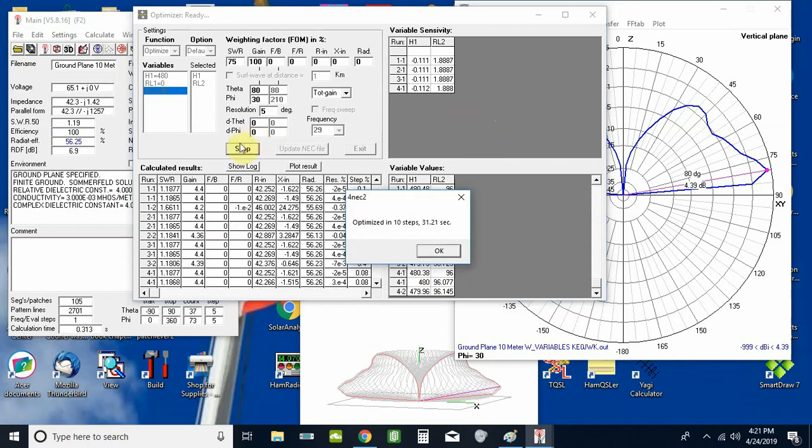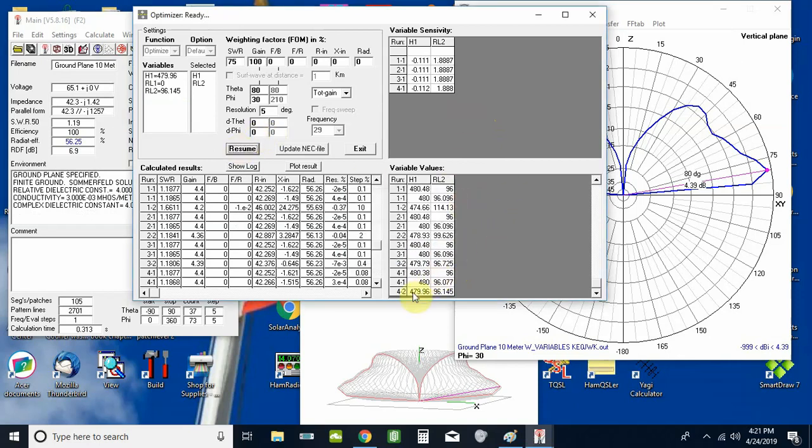It could take off from there. But I wanted to show you, here we go, optimized. It kept it just about the same height. It changed the radial length a little bit. It's showing a very low SWR, and we could run a frequency sweep on it again and see what the impedance and the reactance and stuff is. But right now it's a low SWR. At 80 degrees, it's got a reasonable couple decibels over a dipole above ground.